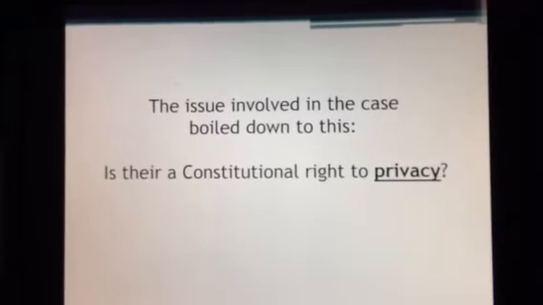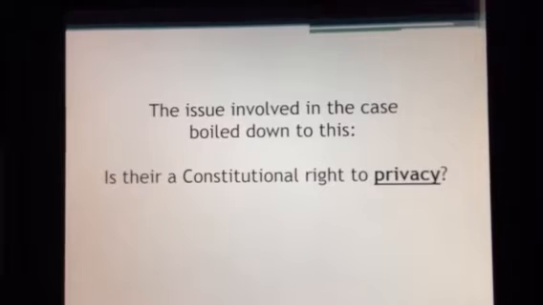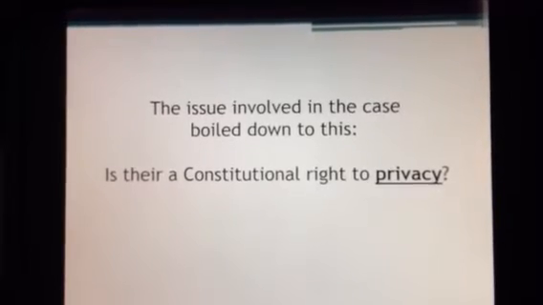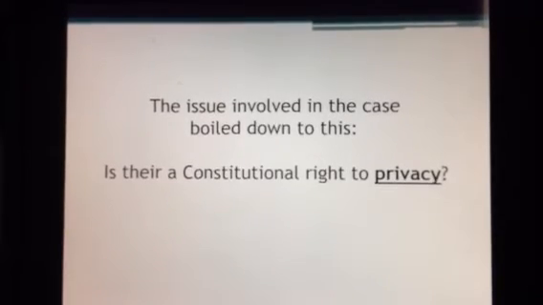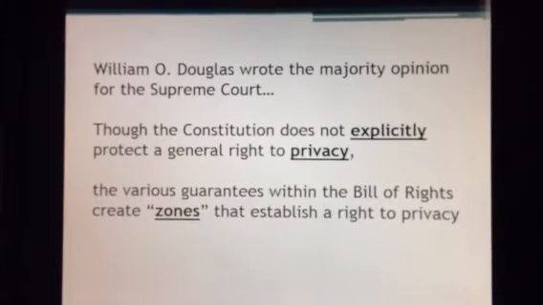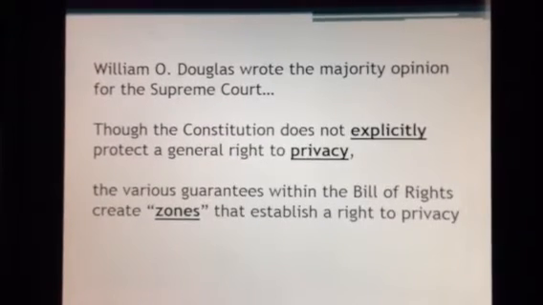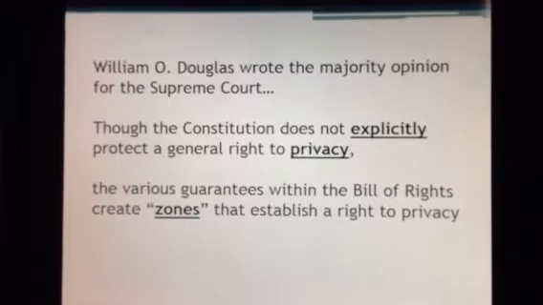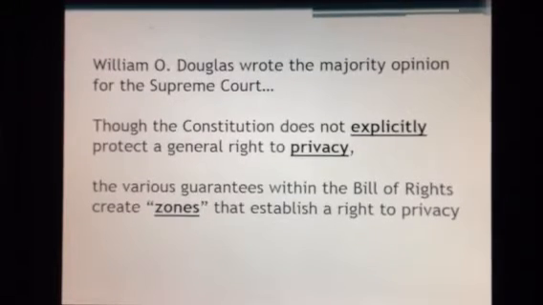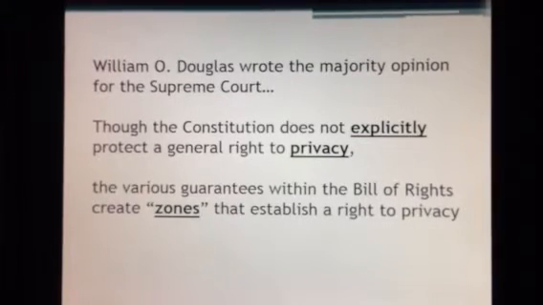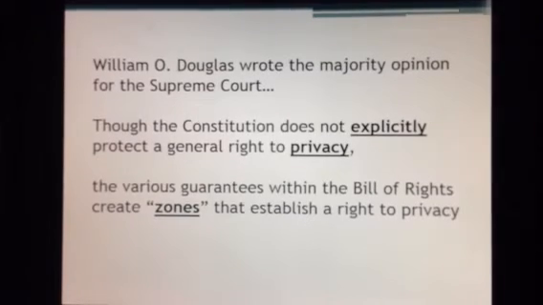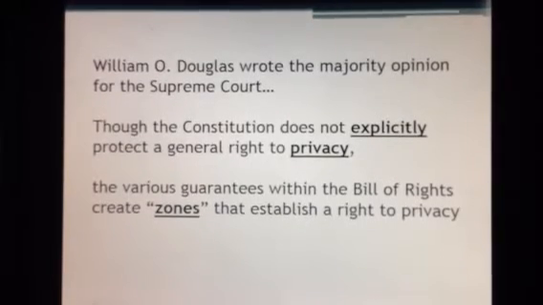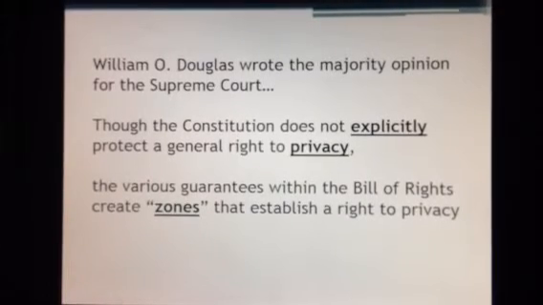Is there a constitutional right to privacy, although the Constitution does not explicitly state that right? William O. Douglas wrote the majority opinion for the Supreme Court. Though the Constitution does not explicitly protect a general right to privacy, the various guarantees within the Bill of Rights create zones that establish a right to privacy.